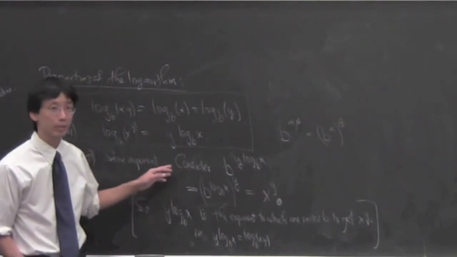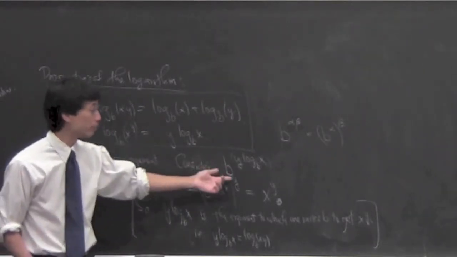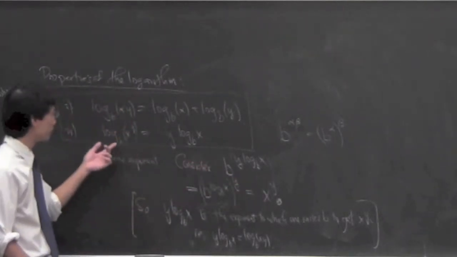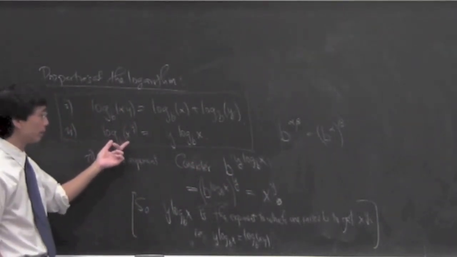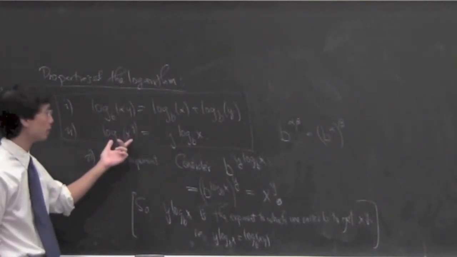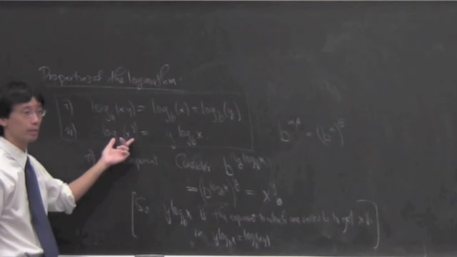Same sort of argument, right? We take b to this thing, and we say, oh look, we get x^y. Well, that means that's the exponent we raise b to get x^y. In other words, it's log base b of x^y.